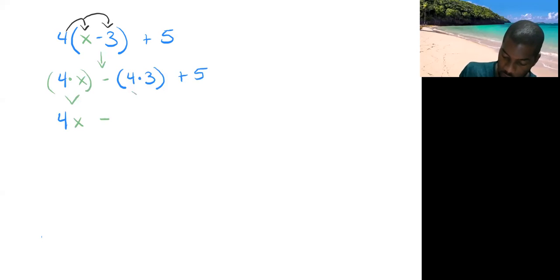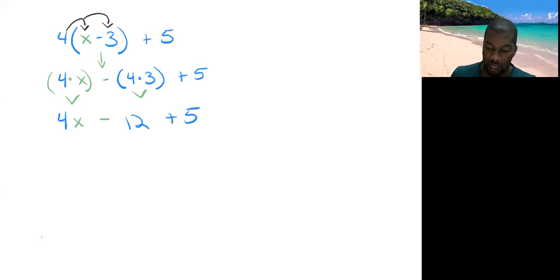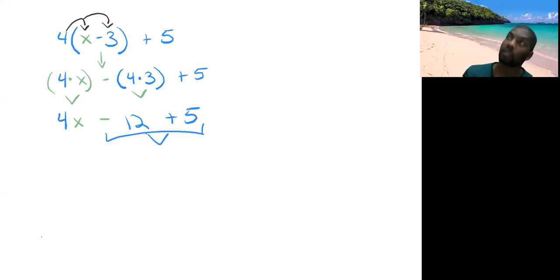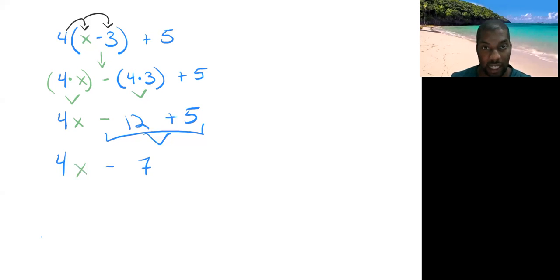Minus 4 times 3 is 12. Plus 5. And so now we realize that we have 4x by itself. There's no other x's, so nothing's going to happen to it. But now we have a negative 12 plus a 5 right here, right? Negative 12 plus 5 is negative 7, right? So 4x minus 7. And there's nothing else you can do with that because you can't combine the x's and the 7. So that's where it ends, 4x minus 7.